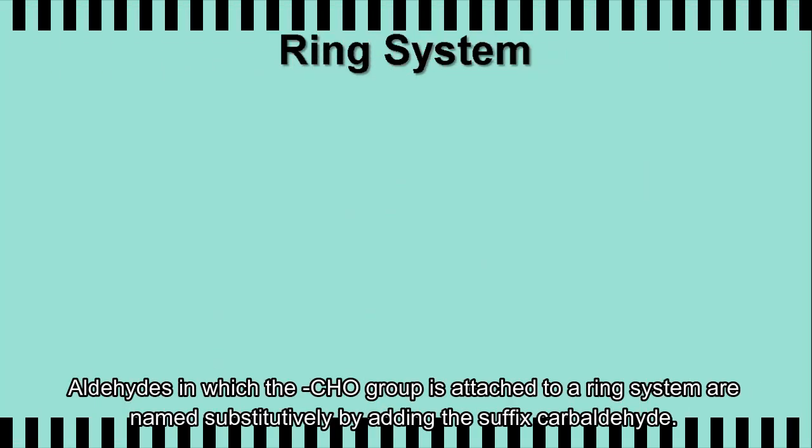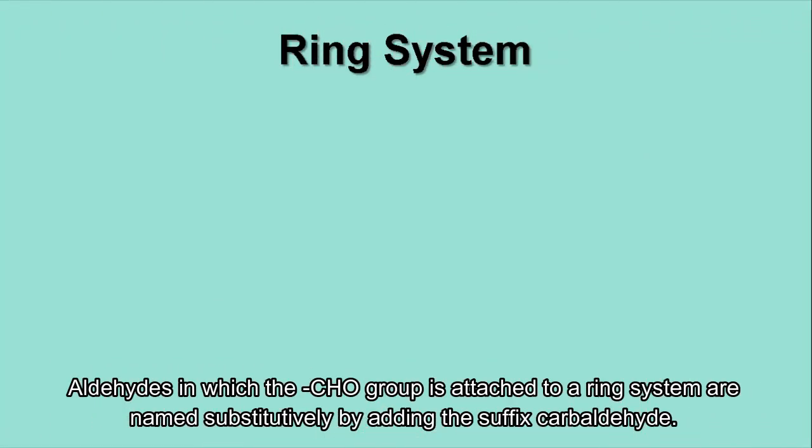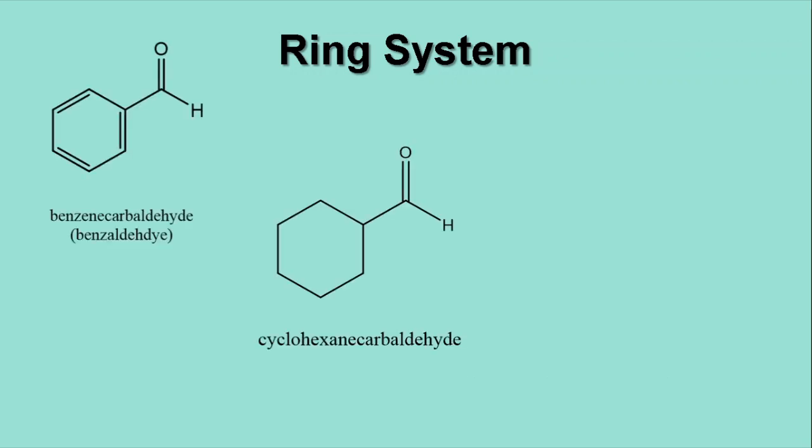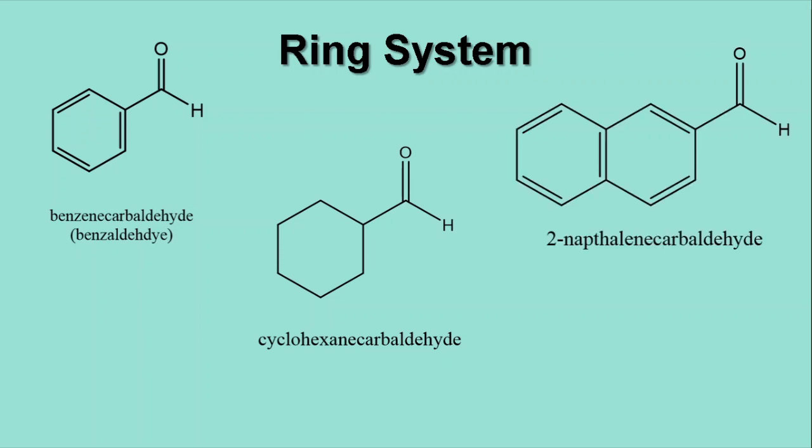Aldehyde in which the functional group is attached to a ring system are named substitutively by adding the suffix carbaldehyde. For example, benzaldehyde, cyclohexane carbaldehyde, and 2-naphthalene carbaldehyde.